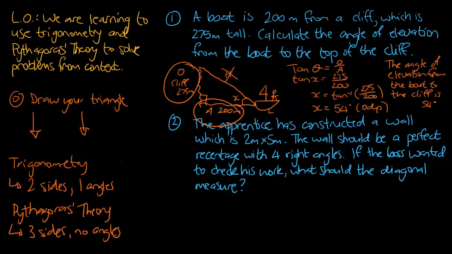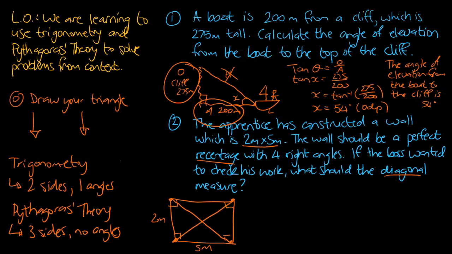Question number 2, the apprentice has constructed a wall which is meant to be 2 by 5 meters. The wall should be a perfect rectangle, okay? So it's a bit weird, we're meant to be dealing with triangles, but we've got a rectangle. So let's say this side here can be the 2 meter side, and this side here down the bottom can be the 5 meter side. And there should be 4 right angles. Okay, there we go, 4 right angles. If the boss wants to check his work, what should the diagonal measure? The diagonal refers to the top corner to the bottom corner. You could have gone the other way, but we'll leave that there.